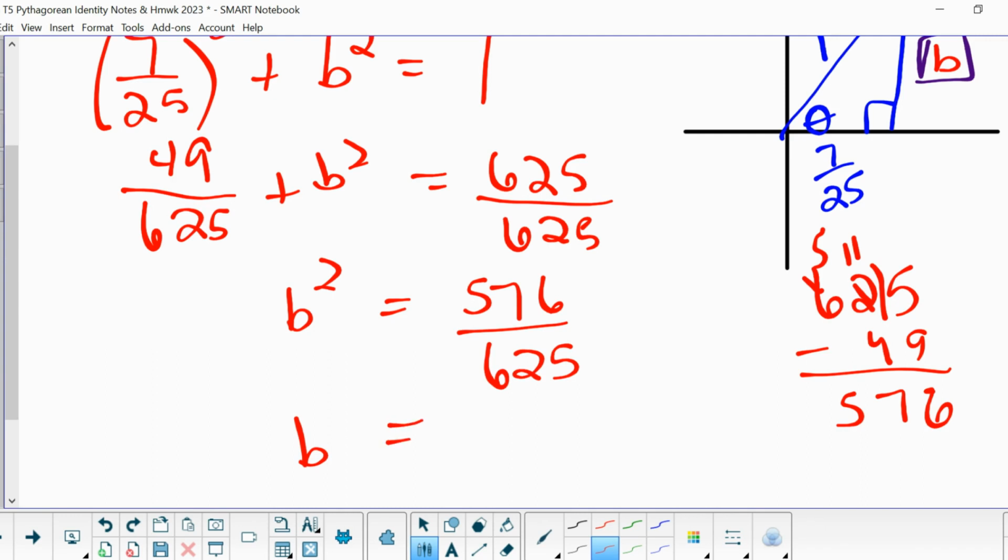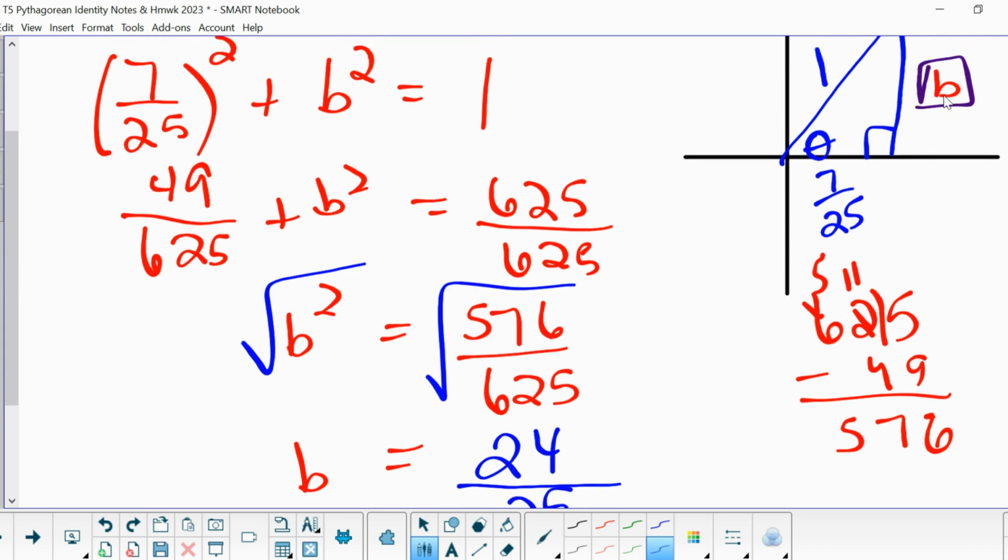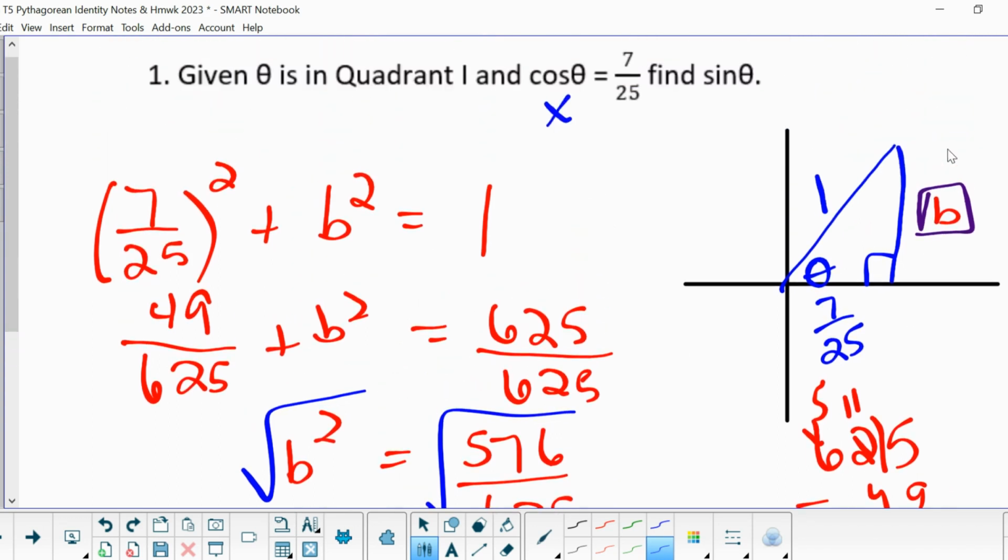And I am pretty sure that when I take the square root of both of these, the square root of 625 is 25. We already knew that because that was what we got when we squared it over here. And the square root of 576, I believe, is 24. So our missing side over here is 24 over 25.